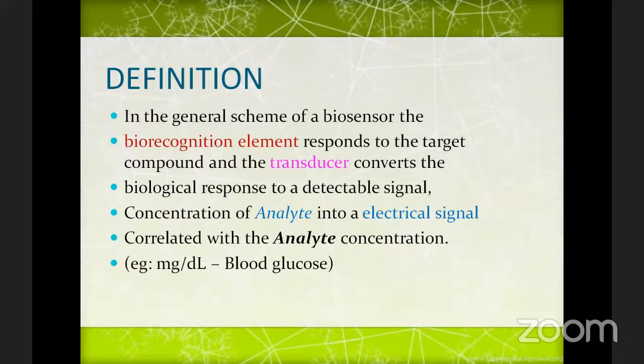The terms related to the biosensor: the biorecognition element, which is in contact with the biological sample, and the transducer that converts the biological reaction into the electrical signal, and the analyte. The sample contains the analyte, whose concentration has to be determined. So these are the terms related to the biosensor. Now we will move to the various types of biosensors.